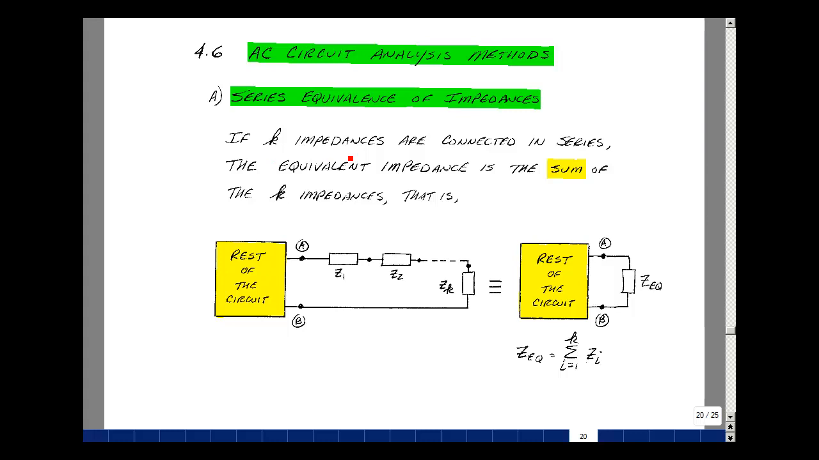If K impedances are connected in series, the equivalent impedance is the sum of the K impedances. That is, if we had a connection like this where we shared the same current, we could replace these K impedances with a single impedance whose value is the sum of the impedances. Now, why is this true?